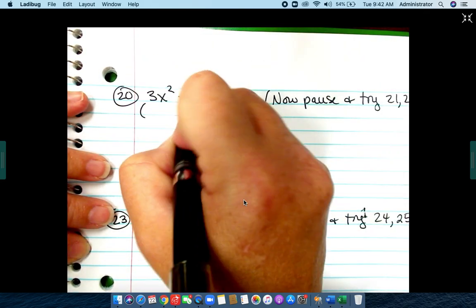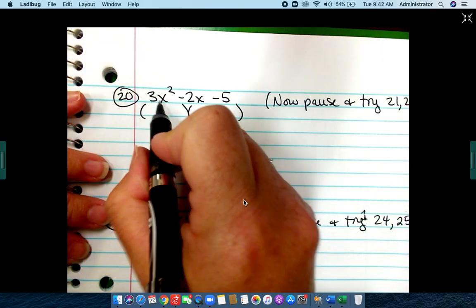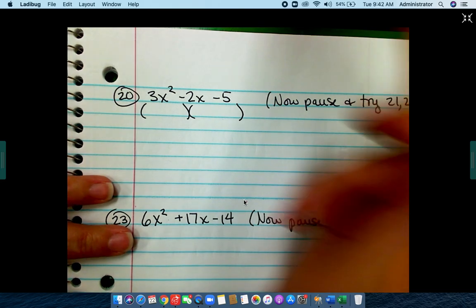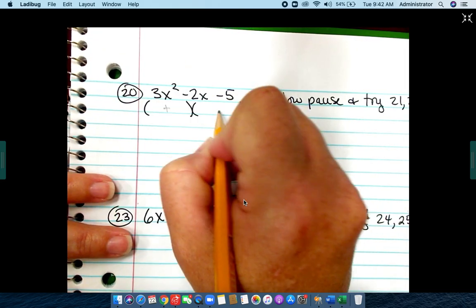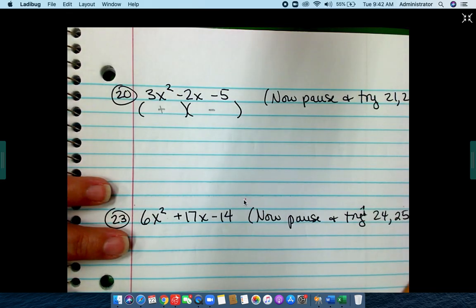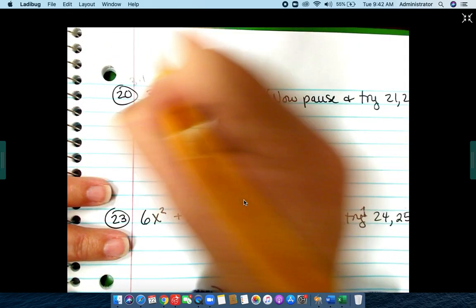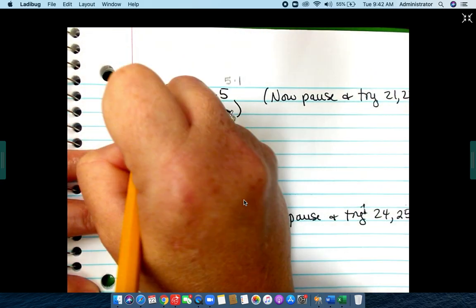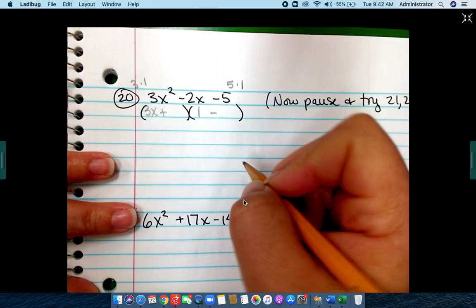So next, 3x squared minus 2x minus 5. So I'm definitely going to use a pencil because if you remember, I said we're going to have a positive and a negative, but we might end up switching a sign. For 3x squared, I've got 3 and 1. For 5, I only have 5 and 1. So I'm going to try this out.